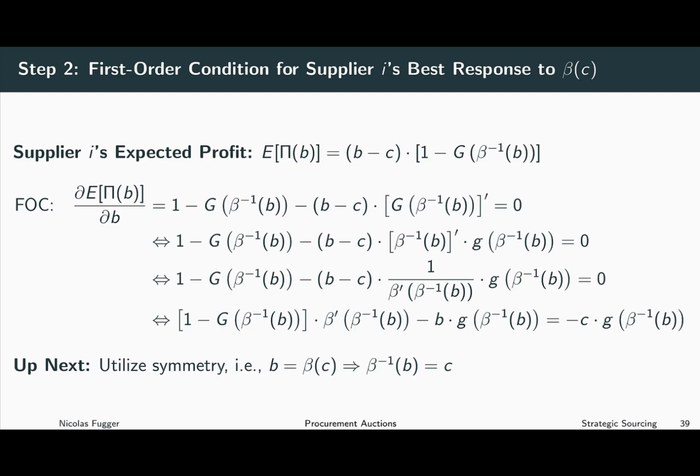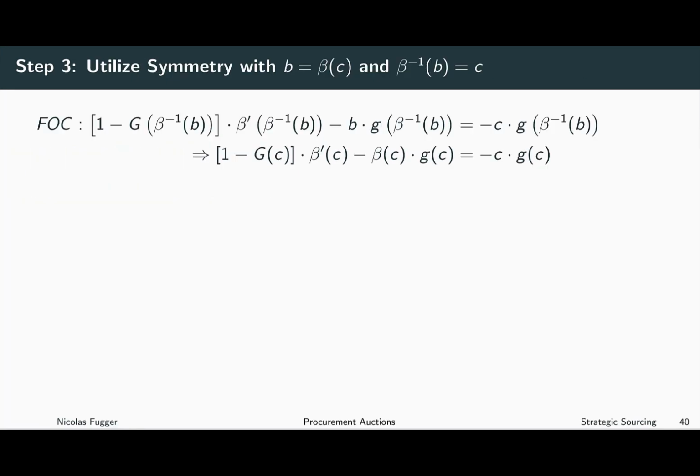Next, we want to utilize symmetry, meaning that we can write b is equal to beta of c, and for beta to the power of -1 of b, we can just write c. Okay? That means that someone who places a bid of b has costs of c. If we plug in c for beta to the power of -1 of b, then the expression simplifies and we get this new line.